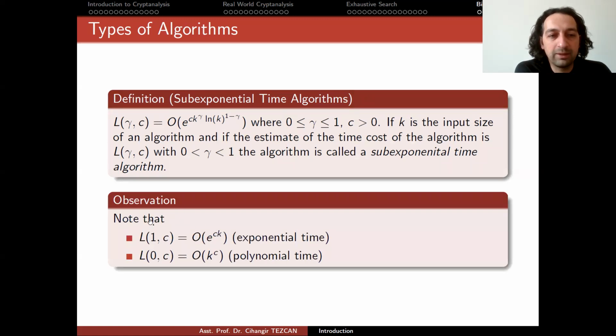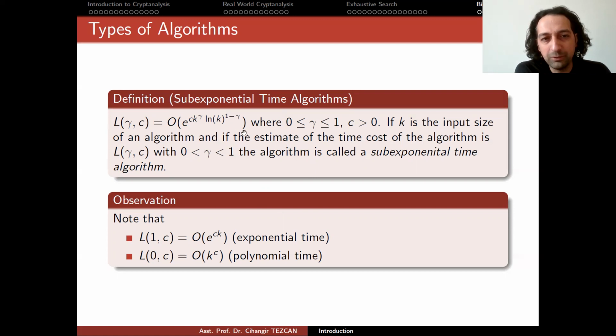So you can observe that since it takes values between 0 and 1, let's look at what happens at the boundary. So assume that gamma equals 1. So when you write gamma equals 1, this becomes 0. So ln k to the power 0 becomes 1. We cancel this out. And since gamma is 1, this also cancels. So we end up with e to the ck. So when gamma is 1, we have an exponential time algorithm.